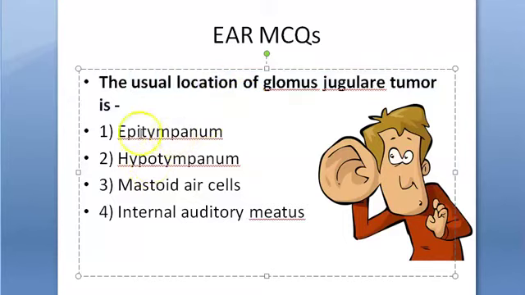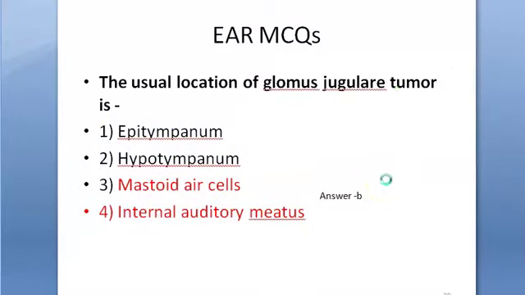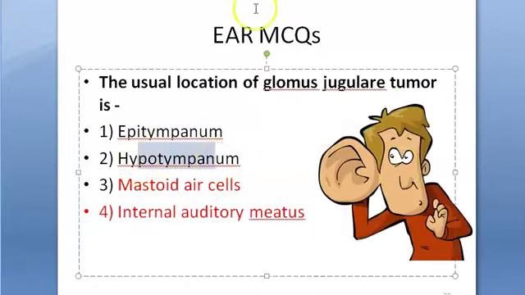So what do you think it is? Middle ear means what? It will not be this, not this. So these two are wrong. So what is the answer here? It will be epitympanum or hypotympanum because it has to be middle ear. So the answer here is hypotympanum. Hypotympanum is the answer. Okay.